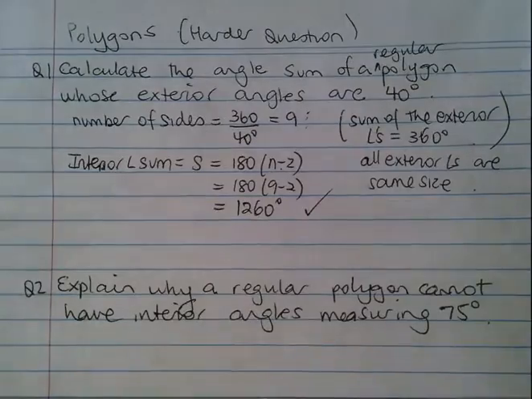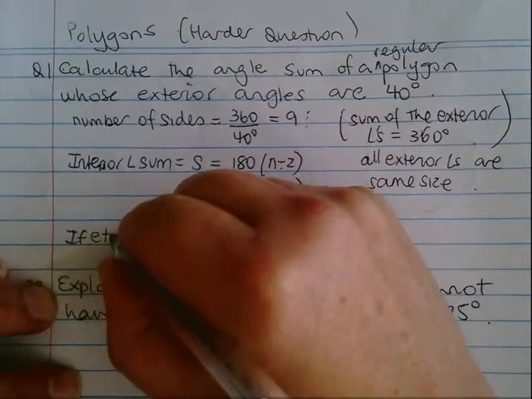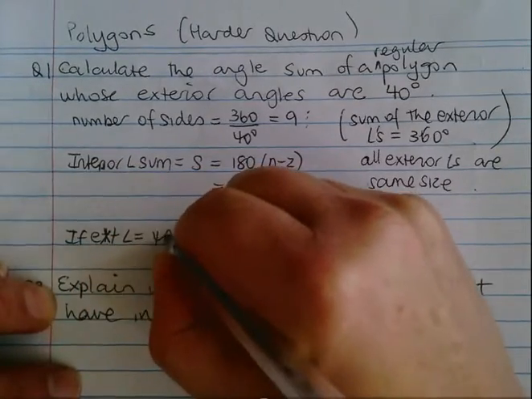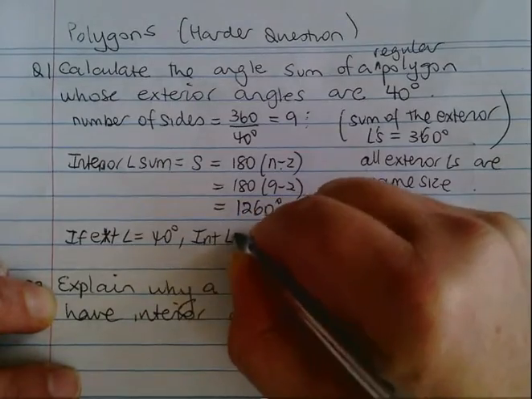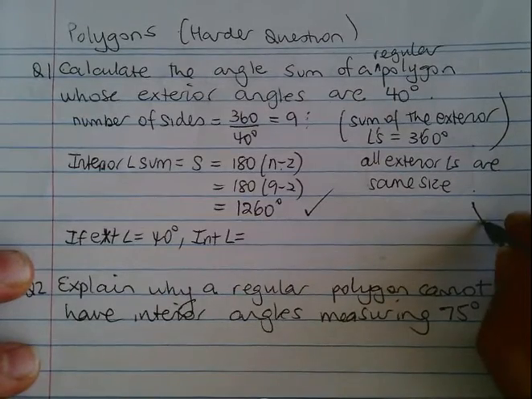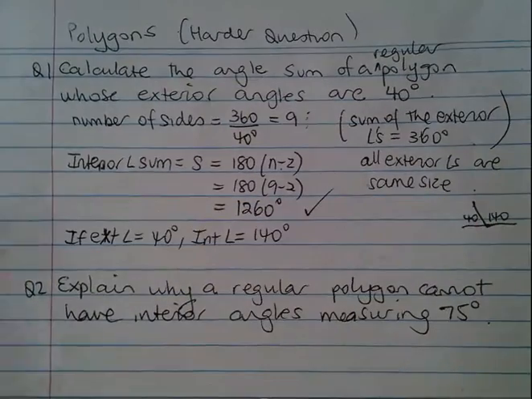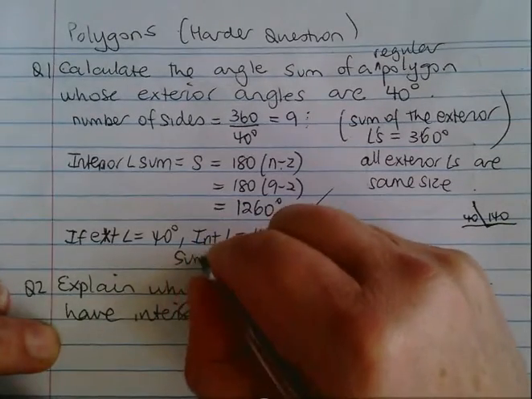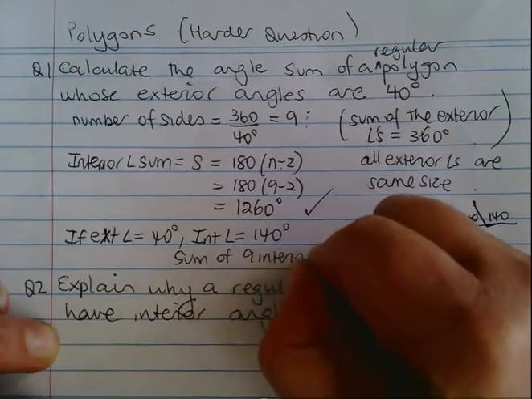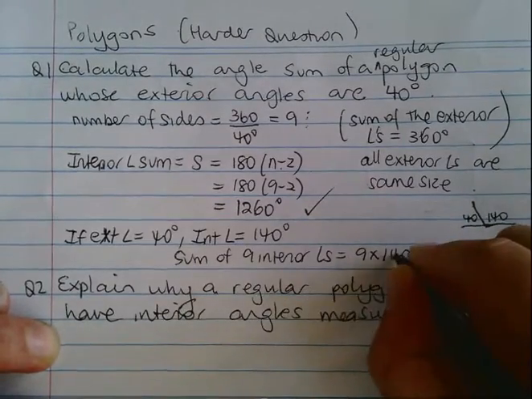So yes, I would do this way, but there is another way. If the exterior angle equals 40 degrees, what's the interior angle equal to? It's 140, because exterior plus interior, if you look at a polygon, and this is the exterior one there, the interior is 140. So the one interior angle is 140, and how many interior angles do we have? So therefore the sum of the 9 interior angles is 9 times 140, which should be 1,260 as well.